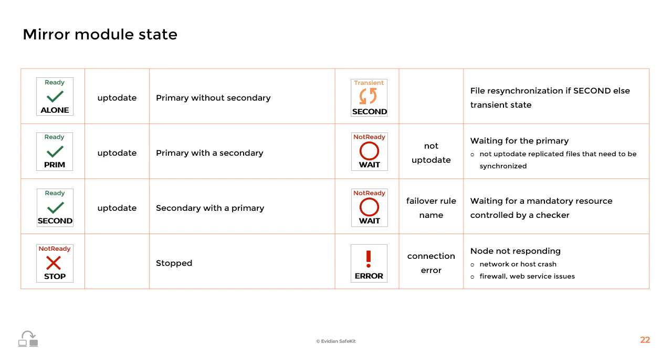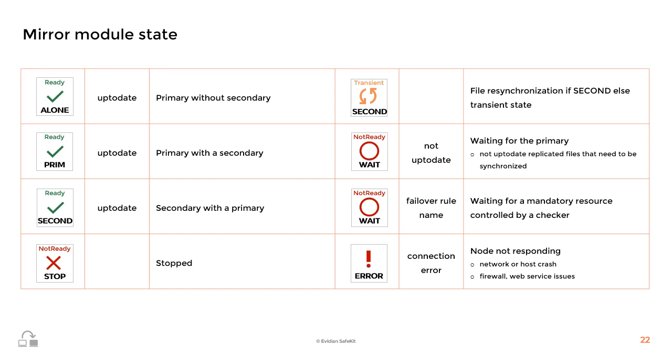When the state is second and the color is green, it signifies a secondary server with a primary. The failover is possible in this state. The stop state means that the module is not running on the node. If the state is second and the color is orange, it means that the node is currently resynchronizing replicated folders. The failover is not possible in this state.